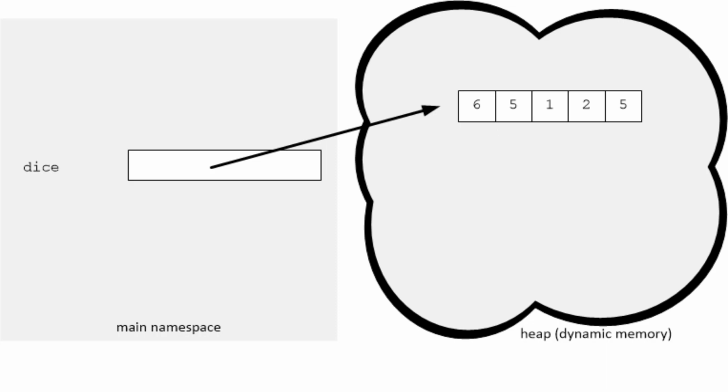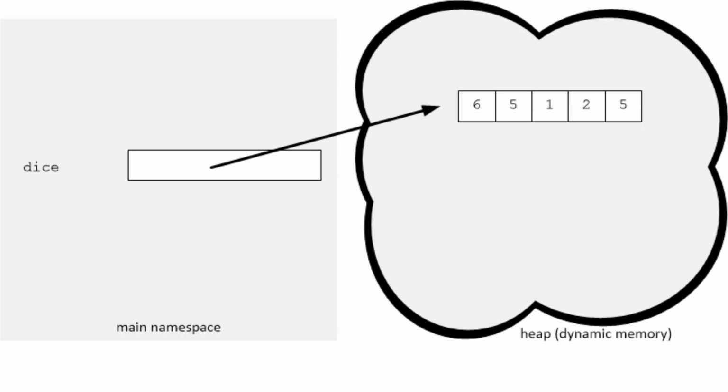We have in our main or module namespace a variable dice represented as a box. And in our heap, which I generally draw sort of like a cloud because its management is handled by a memory manager, so we don't know exactly where anything is going to be, in the heap we have our usual representation of a list as a box with locations for each value, with the values within in order, and we have an arrow from the dice variable pointing to the list representation in the heap.